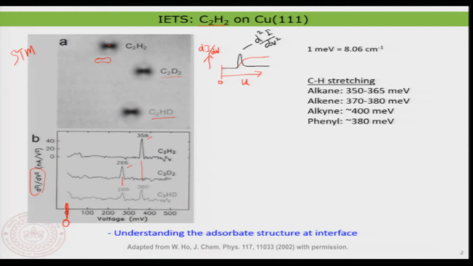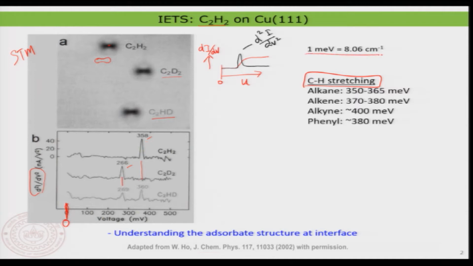Now, with this kind of correspondence, people could think about what is going on at the interface. What is this inelastic process that you are looking at? It is nothing but the CH stretching of the molecule. So, we are exactly looking at the CH stretching of the molecule. Now, it makes sense. For C2H2, I would expect one type of stretching frequency. That is what you are seeing at 358 milli electron volt.